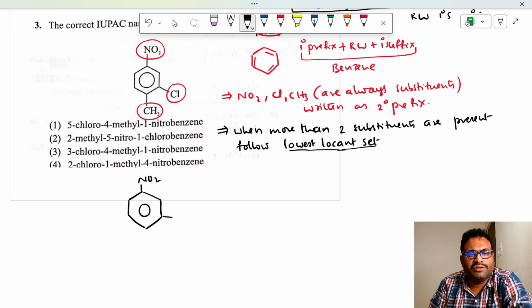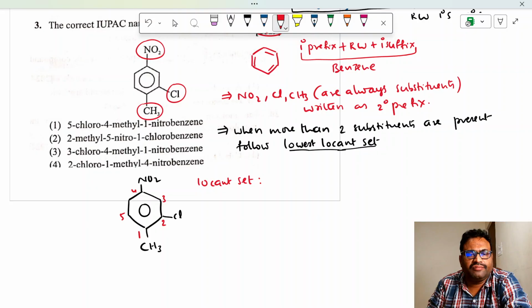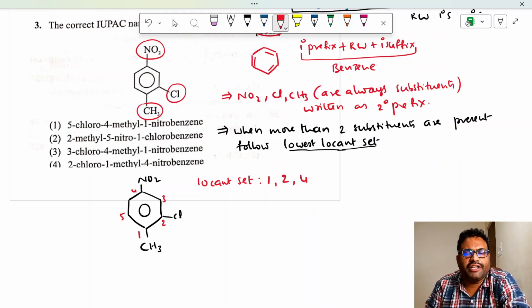NO2, Cl, CH3. If you follow writing the locants of the substituents, one set is 1, 2, 3, 4, 5. Okay, one locant set. At what position is the methyl group present? At 1. At the second position chlorine is present. At the fourth position we have nitro. Okay, so this is one locant set.